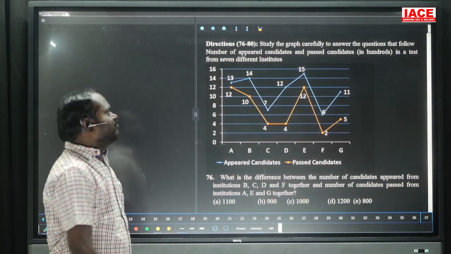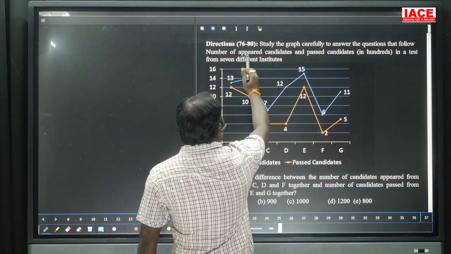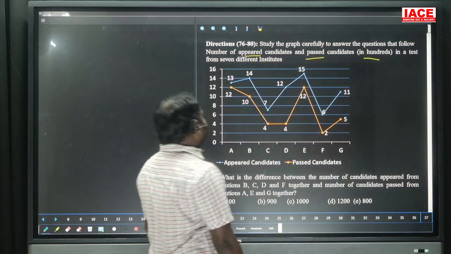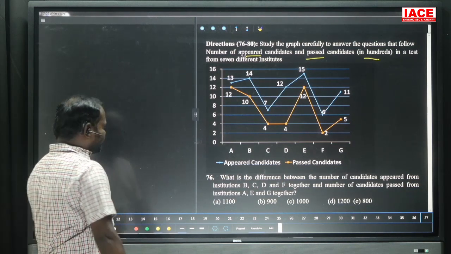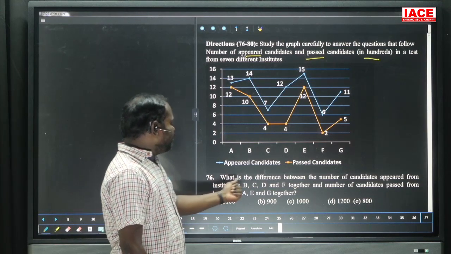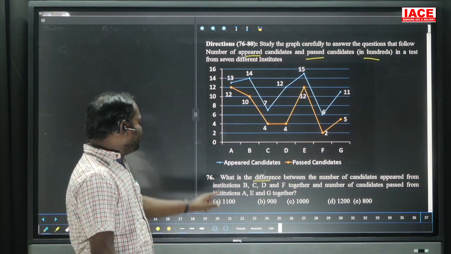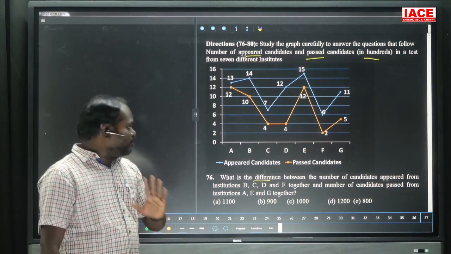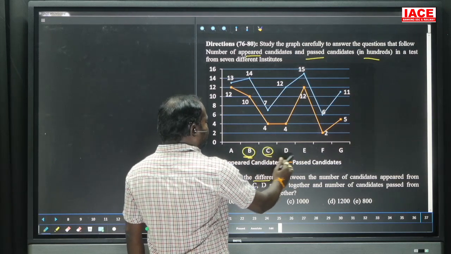Questions 76 to 80: study the graph carefully to answer the questions. The number of appeared and passed candidates is given in hundreds. Here blue color is appeared and orange color is passed. Now the first one, 76: what is the difference between the number of candidates appeared from B, C, D, F together and candidates passed from A, E, G together? Appeared B, C, D, F is nothing but the blue ones.